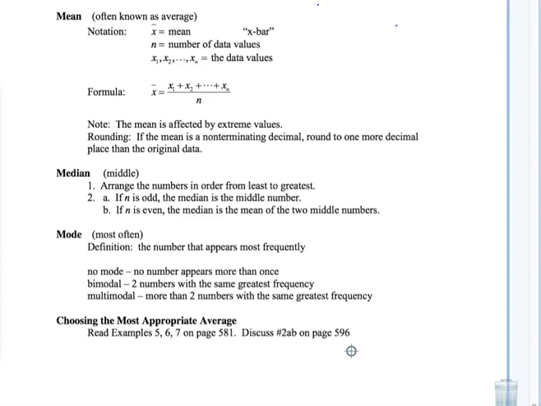The mode is the number that appears most often. There can be more than one mode. It can be bimodal or multimodal. You can read those definitions here to see what that means.